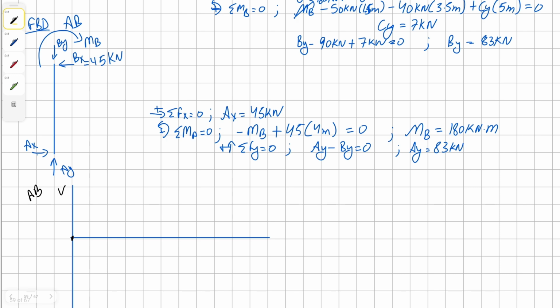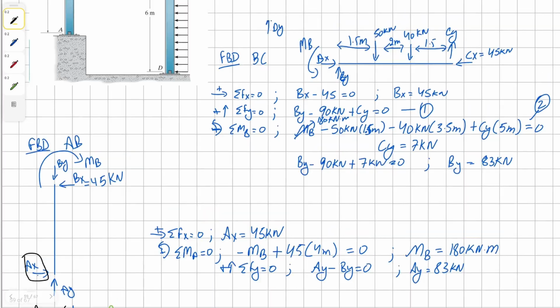And this means we're going to take a value of the AX instead of the usual Y for shear. So in this case, AX is going downwards, so we're going to begin at negative 45 kilonewton, and then nothing's going to happen for the next 4 meters. And then we have BX, which is going upward 45, and we come down to 0. So this is our AB.